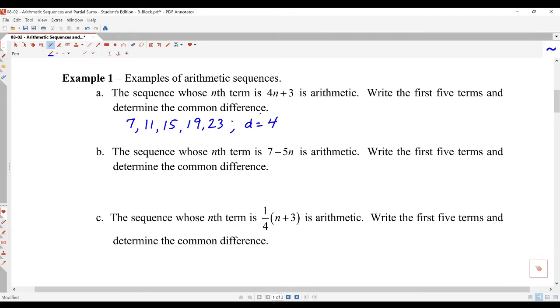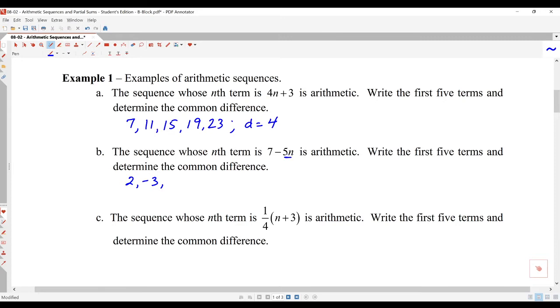Okay. Let's take a look at B. The sequence whose nth term is 7 minus 5n is arithmetic. Write the first 5 terms and determine the common difference. So we plug in 1. 7 minus 5 times 1 is 5. 7 minus 5 is 2. We plug in 2. We get 10 here. So 7 minus 10 is negative 3.